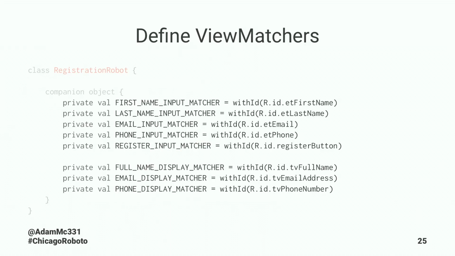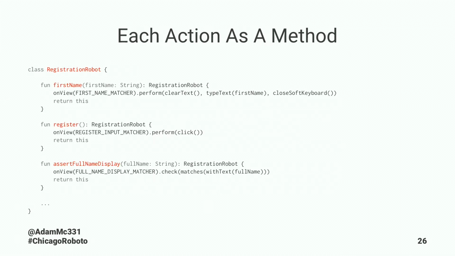So the way I like to write my robot classes is I'll just create a class called registration robot. And I'll take all of my ViewMatchers that I want, and I like to put them in a companion object, or static fields in Java, because I can have them all in one place, and it handles the simple case where you just change an ID, and then you just have to go change one ViewMatcher. And then the bulk of this is that we write each action our robot can take inside its own method.